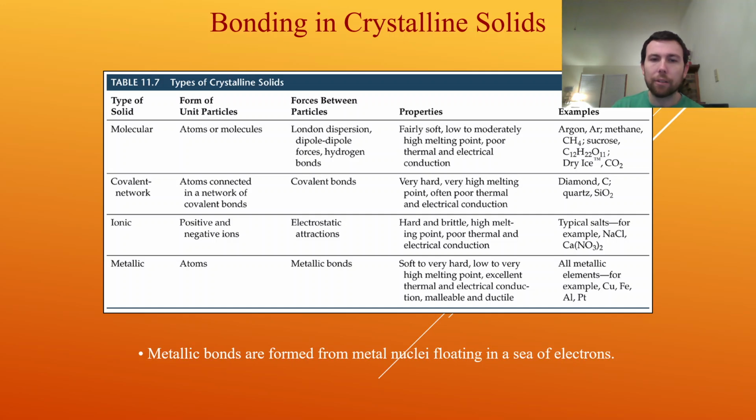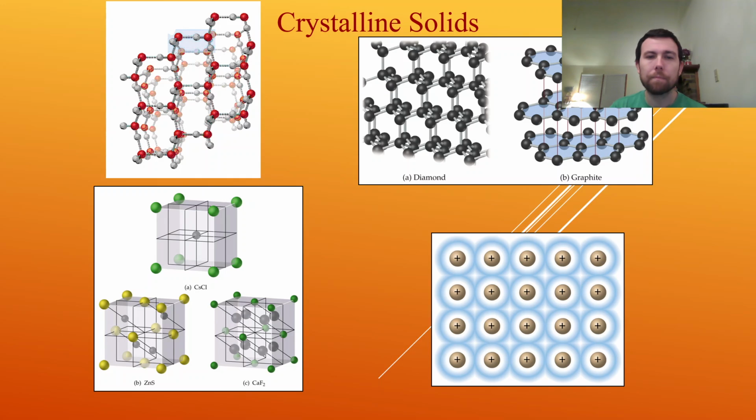And just remember, metallic bonds are formed from metal nuclei floating in a sea of electrons. You should remember that from the previous unit, but just as a quick reminder. All right, and here are some examples of some crystalline solids. When I'm looking at each of these, you should be able to recognize diamond and graphite. Those are all carbon atoms.